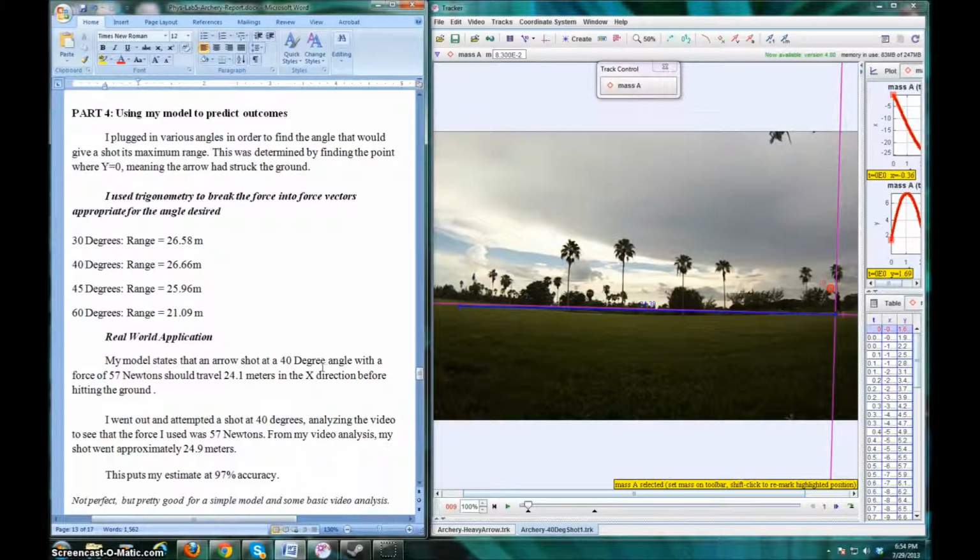To try to apply this to the real world, I went out and I shot an arrow at 40 degrees with a force of 57 newtons. My model said that this arrow should travel 24.1 meters before it hit the ground. My shot, in actuality, went 24.9 meters, which puts my estimate at a 97% accuracy. It's not perfect, but it's pretty good for a simple model and some basic video analysis.